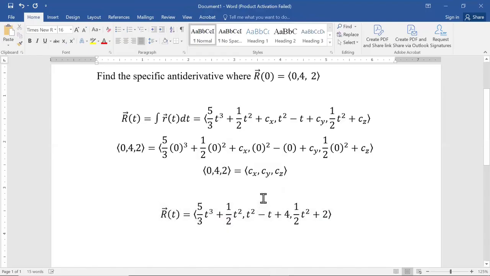Notice that when you're dealing with constants, you can get a constant in each of the components, and they don't always have to be the same as we see here. Here we have one is 0, one is 4, one is 2. So those constants in the component pieces could be different.